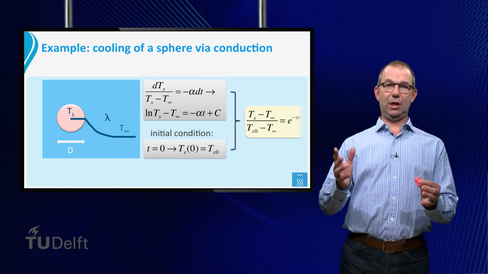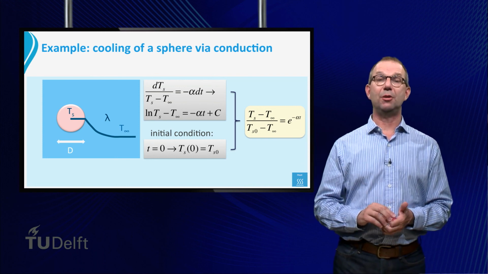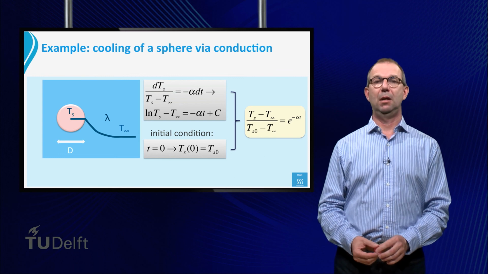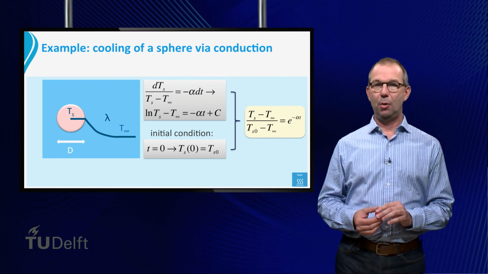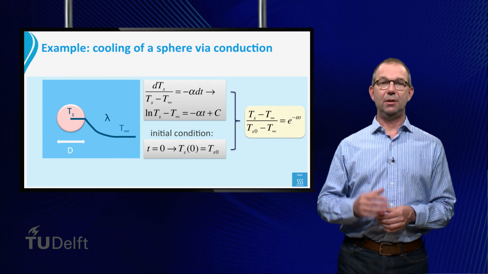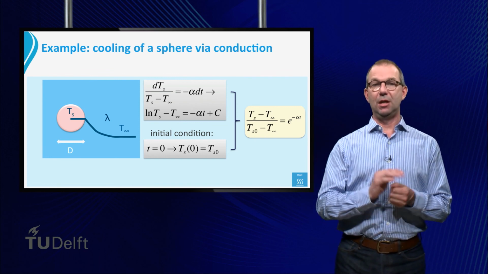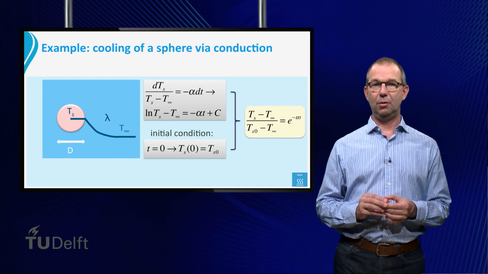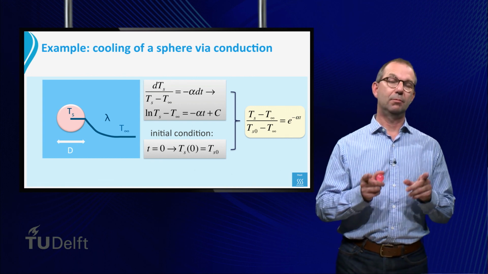Combining the initial condition with the general equation allows us to find the integration constant C. Now we can write down the solution of our problem, which you see on the sheet. The temperature of the sphere decreases as an exponential function of time. Indeed, from this solution we can see that the cooling down of the sphere goes slower and slower.